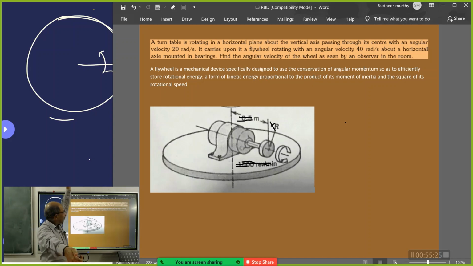So what is the question asked? Find the angular velocity of the wheel as seen by the observer. Angular velocity of the wheel. So how will you tackle this problem? I hope all of you got the problem. Now think and answer this problem. One student has come out with one answer.